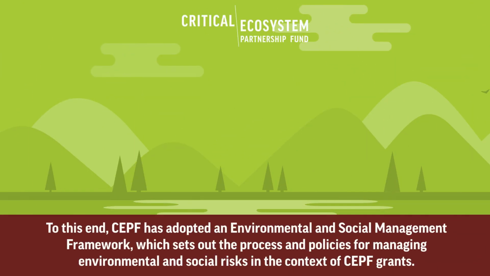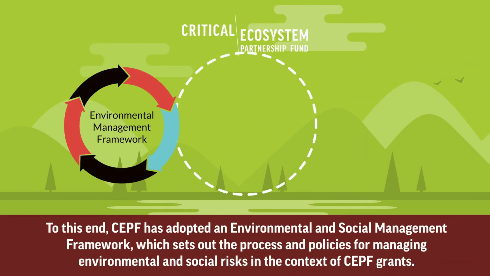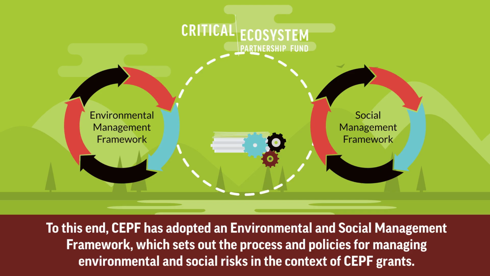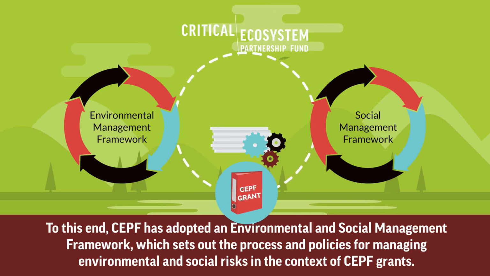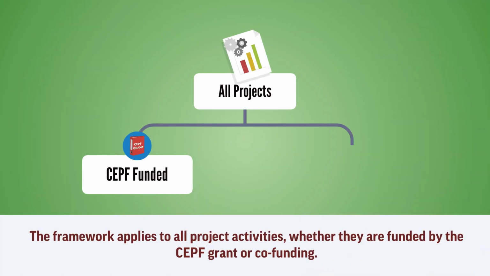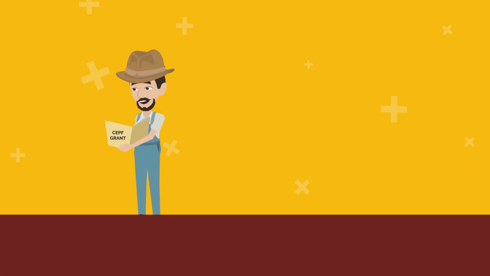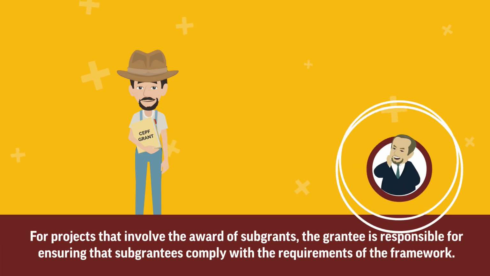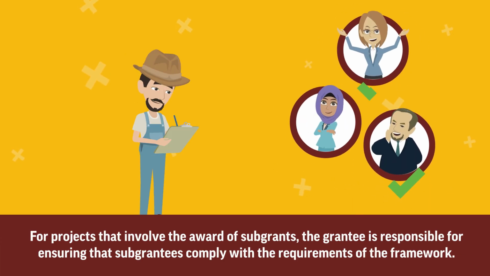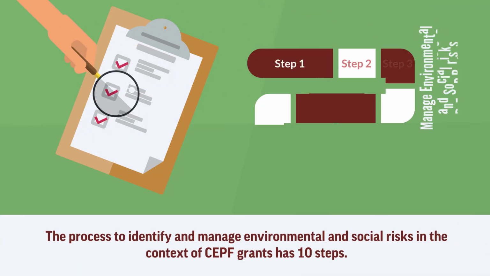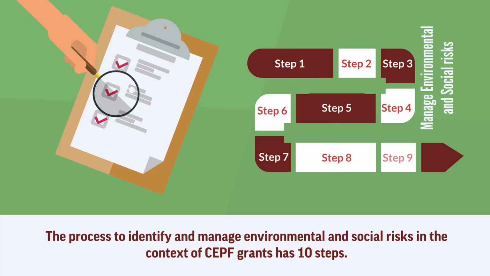To this end, CPF has adopted an environmental and social management framework, which sets out the process and policies for managing environmental and social risks in the context of CPF grants. The framework applies to all project activities, whether they are funded by the CPF grant or co-funding. For projects that involve the award of subgrants, the grantee is responsible for ensuring that subgrantees comply with the requirements of the framework.